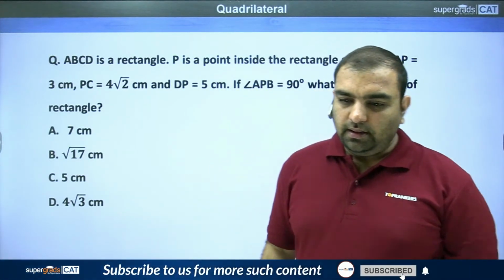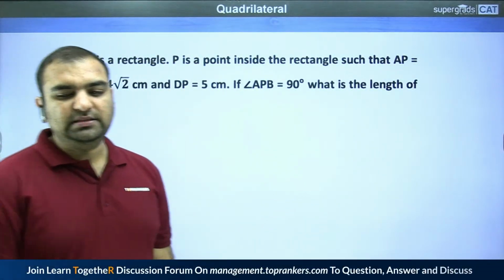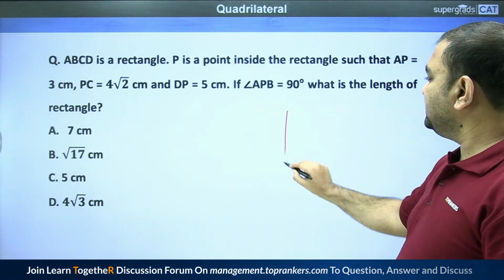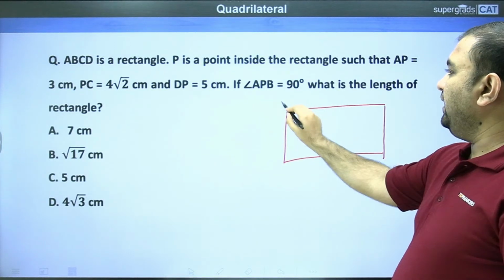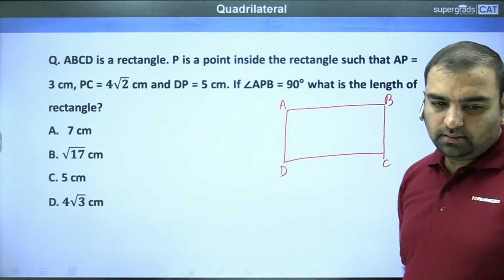ABCD is a rectangle, P is a point inside the rectangle, such that AP is known, PC is known, DP is known, APB is known. What is the length of rectangle? Wow. Looking at interesting one. Let's see how much content does it have. ABCD is a rectangle.